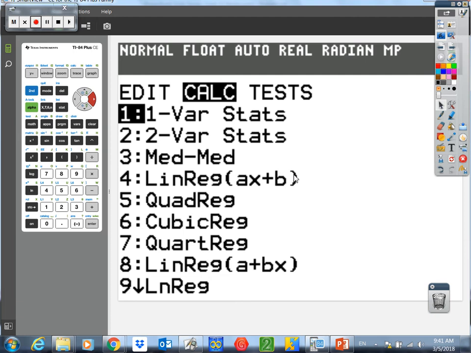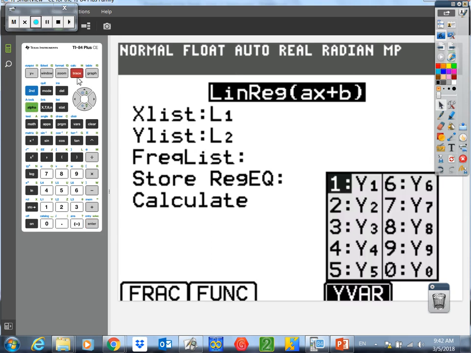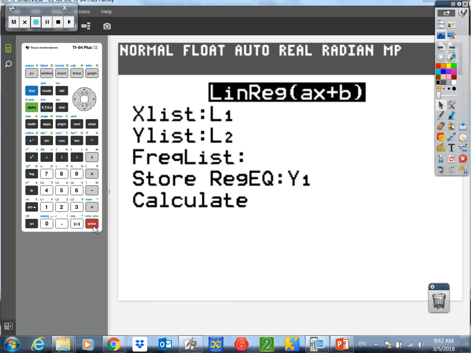Notice how it's in the same ax plus b form like ours is. So we would go to 4. Yes, our X's are in list 1. Yes, our Y's are in list 2. If I wanted to store this, let's say I was going to use it to approximate some data, I would put my Y1 here. Let's recall how we do that. We would do alpha trace, and that gives us all of our Y's to choose from. Just for fun, let's put it in Y1. And then we just calculate.